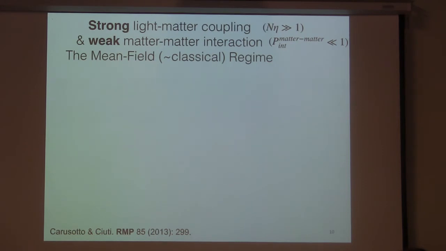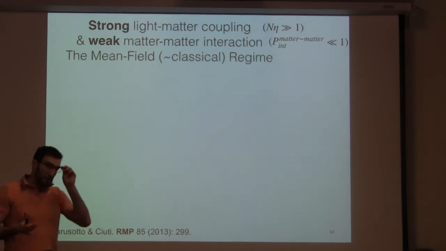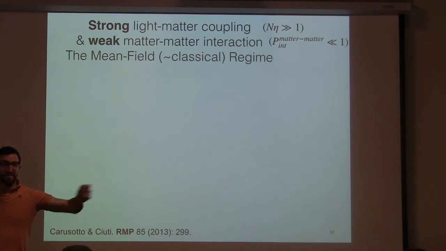Because this is a review, I would like to give a little context about where the field has been until fairly recently. There's a beautiful review from Jacopo Carosotto and Cristiano Guiti in Reviews of Modern Physics that I suggest everyone take a look at. It's very nice. And this review is mostly about weakly interacting photons. Okay? That is to say, the light matter coupling strength is very large. So the photons are very efficiently mapped back and forth into matter particles. But the challenge is that the interaction between the matter particles is very weak. So as photons go past each other, they very rarely collide.